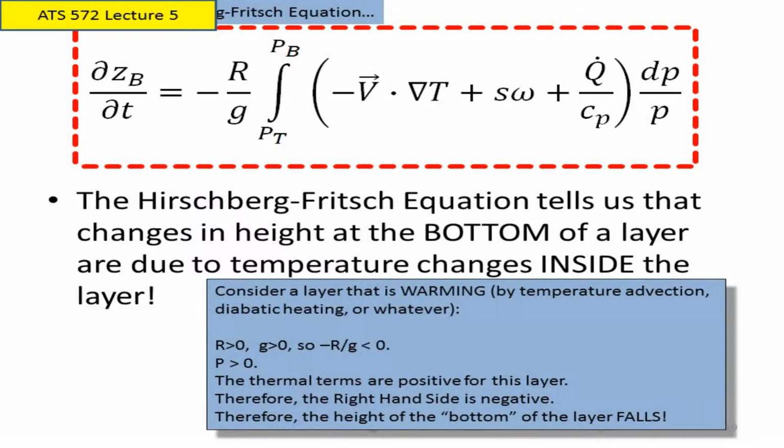And so, according to the Hirschberg-Fritsch approximation here, as long as these assumptions are right, then it's only what's happening above our level that's going to be determining how the heights are going to be changing at our level here. So it's only the temperature advection, the diabatic and adiabatic processes above our level that matter according to Hirschberg-Fritsch. Now we can actually work through a layer that is warming by temperature advection or diabatic heating or whatever, and you could work through the signs and you'd find out that warming above our level means that the level itself is going to fall.